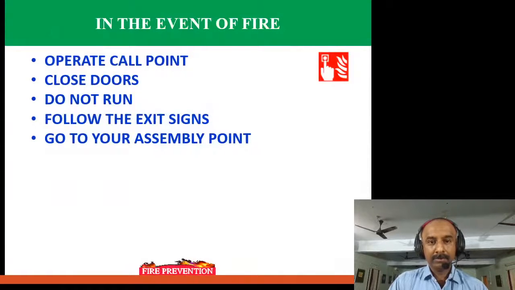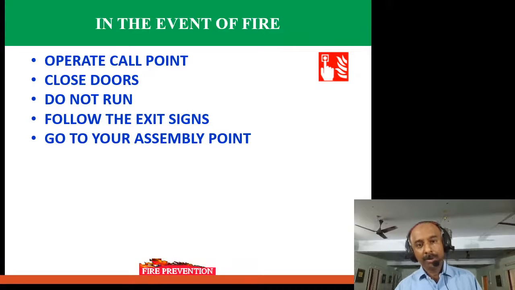Fine. So in the event of fire, what do you have to do? Operate the manual call point, and close the door if possible. If you close the door, it will prevent the spreading of fire from one room to another room. Do not run. Follow the exit signs indicated in your building. Go to your assembly points. The assembly point and other things I explained during the evacuation session.